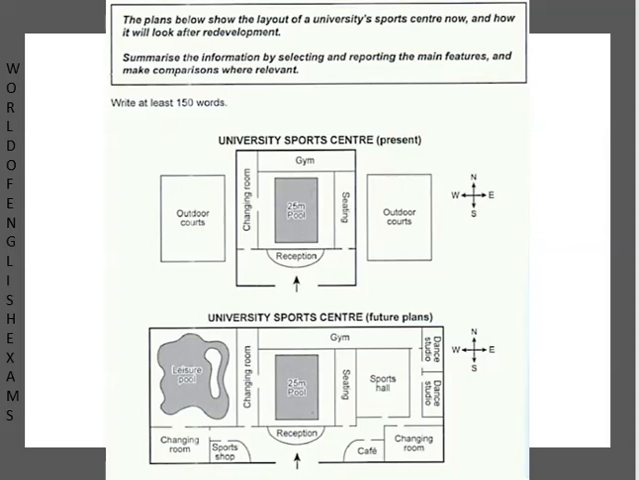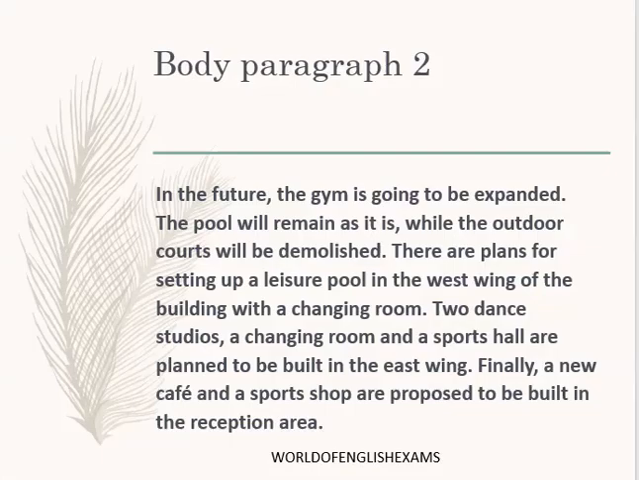Then towards the left or the west end, I can see that there is a leisure pool in the place of an outdoor court, along with a changing room. And towards the eastern side, I can see a sports hall, a changing room, and two dance studios. Then I can also see that the gym is going to be widened. So these are the points which I'm going to represent in the second body paragraph. And remember, the tense has to be the future. Okay, come on, let's write it.